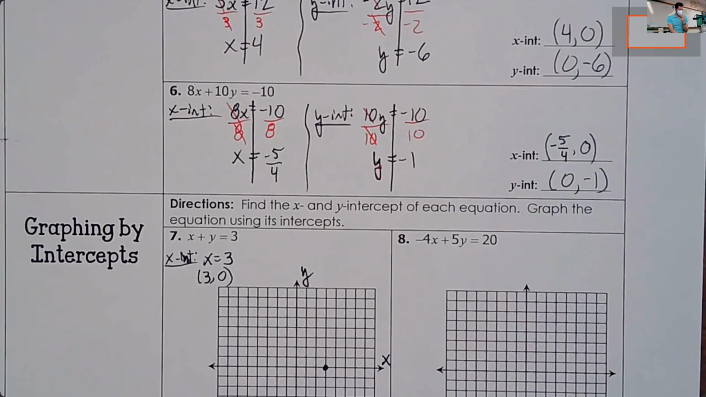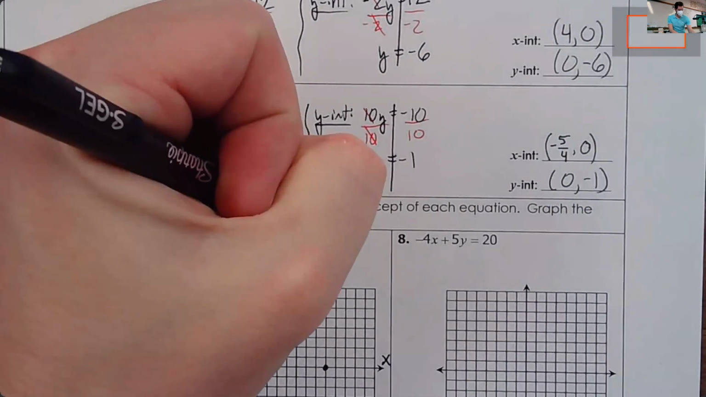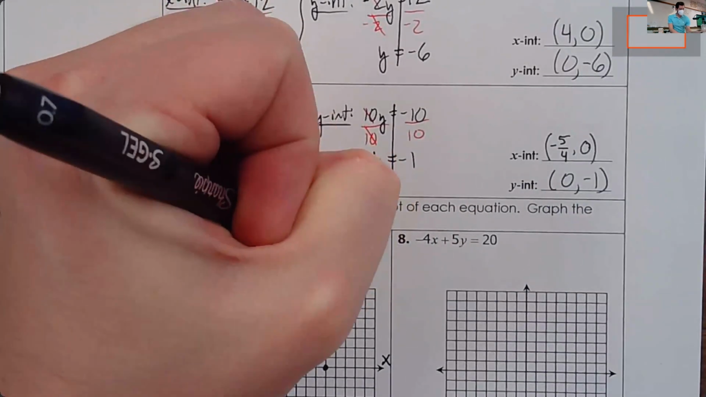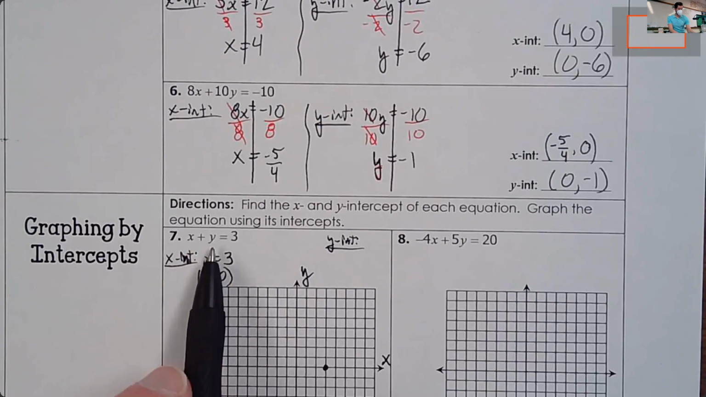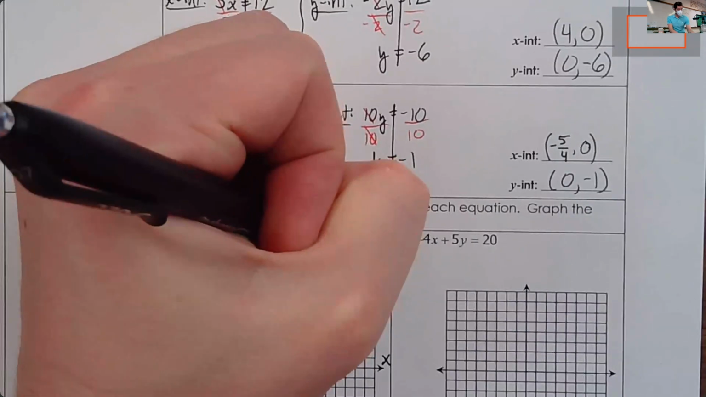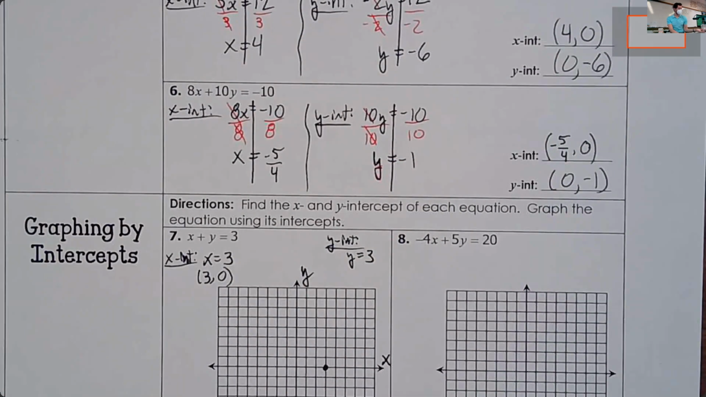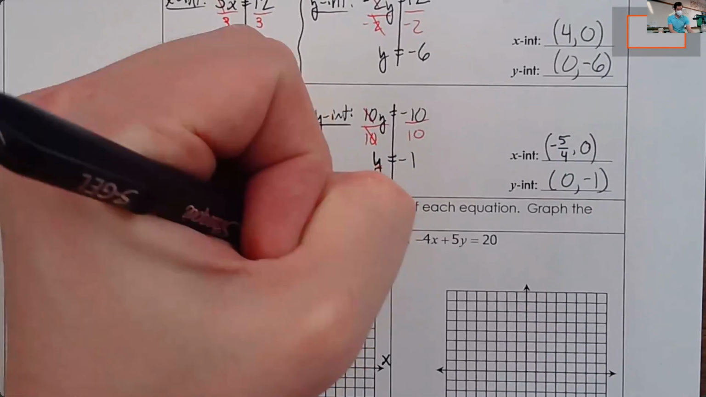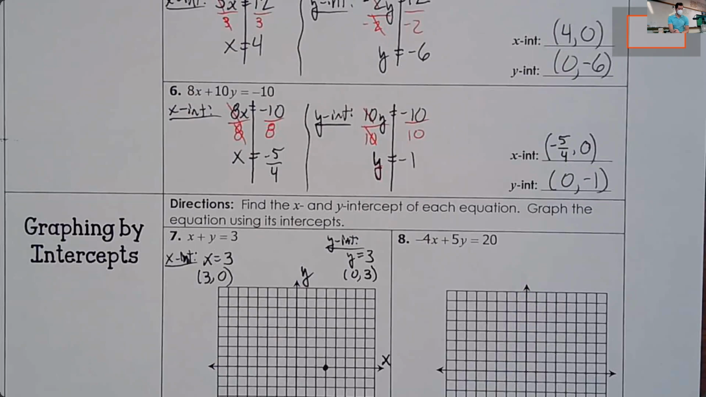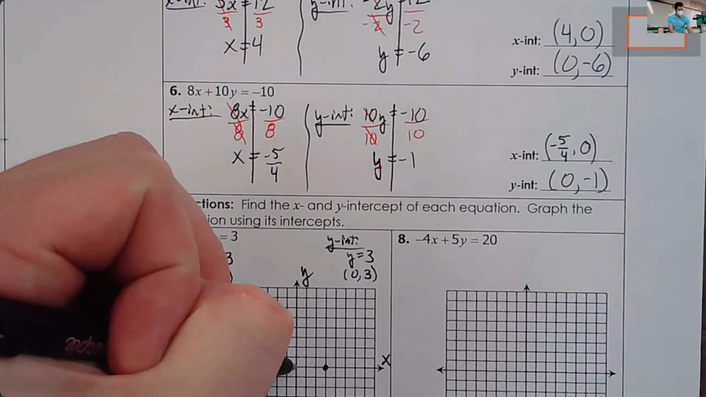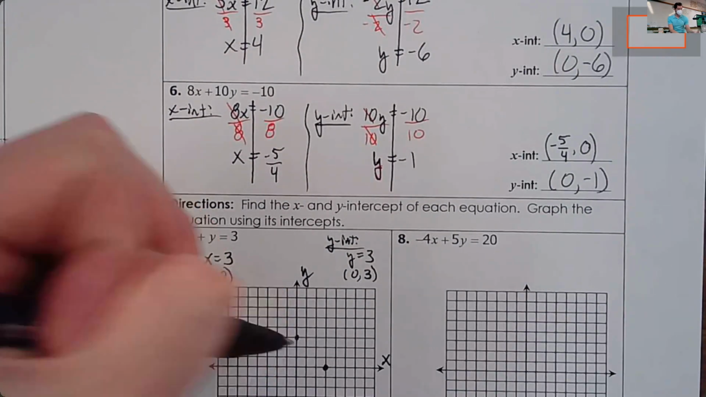For the y-intercept, very similar story. Plug in 0 for x and solve for y. Well, that would just be y equals 3, because if you plug in 0 for x, it's just a y left over and y equals 3. So that would be the point (0, 3) for the y-intercept. And we've dealt a lot with y-intercept over the last couple of days. Start in the middle, go up 3, and there's your y-intercept.